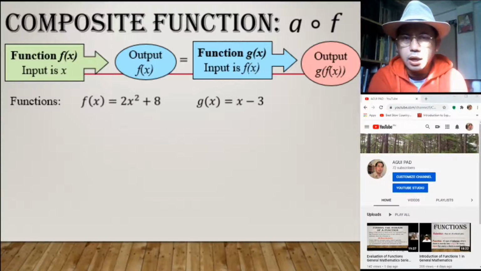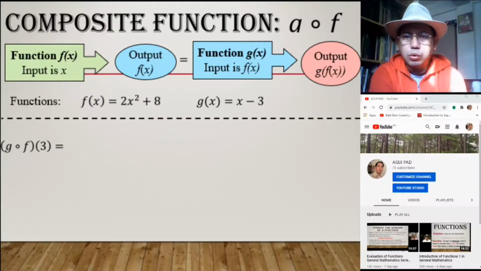So we have in here f of x is defined by 2x raised to 2 plus 8. Now another function is g of x is defined by x minus 3. Now, to get the composition of the two functions, there is the value of x given. So that is 3. So we have in here the composition of g function and f function of x. Now how do we compute for this one?